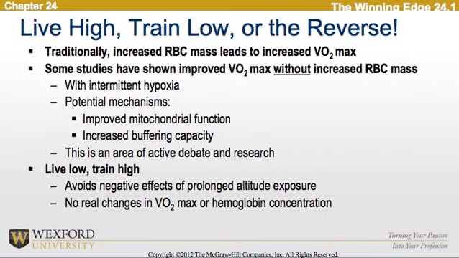In addition, we traditionally see an increase in red blood cell mass, which leads to an increased VO2 max as a result. Some studies have shown improved VO2 max without increased red blood cell mass, however. This happens with intermittent hypoxia, and the potential mechanisms are improved myocardial function as well as an increased buffering capacity. This is an area of active debate and research.